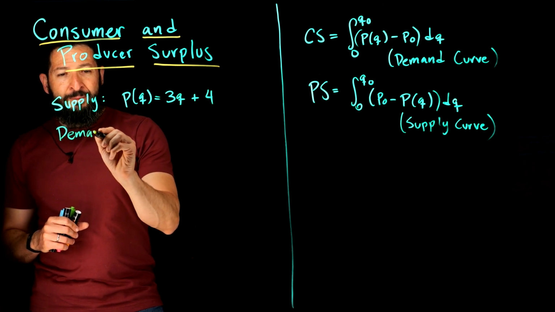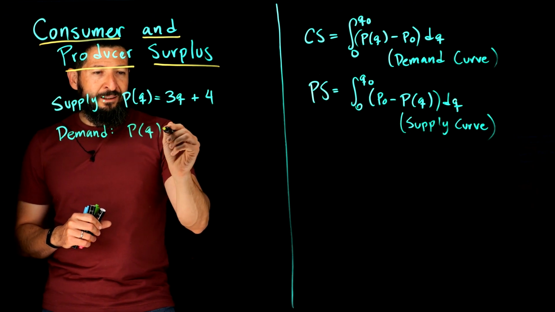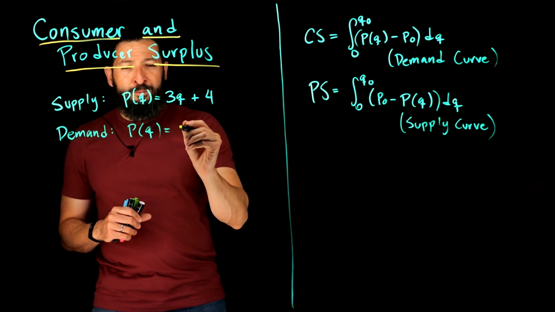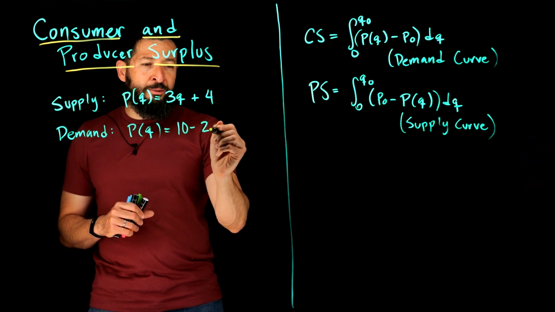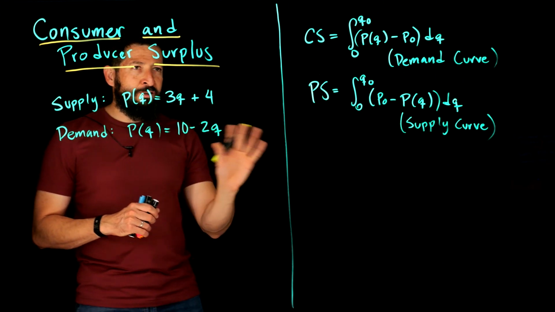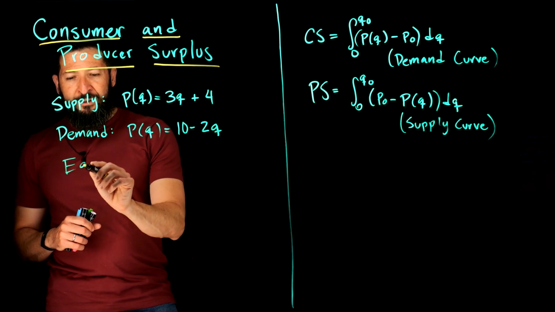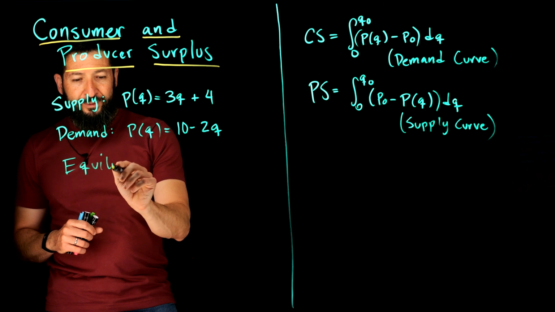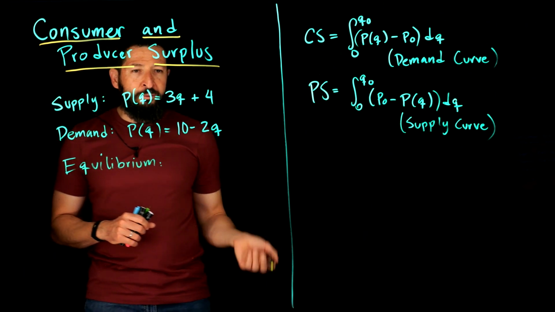So let's say we have a demand that is going to be given by 10 minus 2Q. So just two lines, straight up, not too complicated. We're going to find our equilibrium point by setting them equal. That's the first thing you do in these problems. You find your equilibrium point.